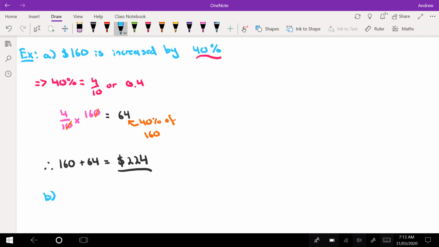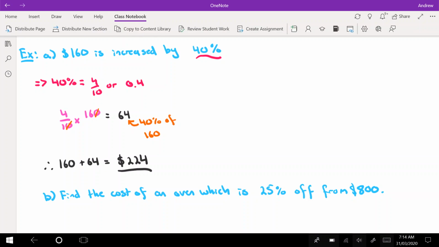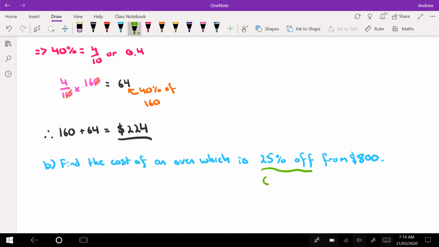The next one, find the cost of an oven which is 25% off from 800. So find the cost of an oven which is 25% off of 800. Now it doesn't say anything about increase or decrease, so we need to try and analyze the question to find that word that tells us if we're doing an increase or a decrease. So I'm going to look through and I find 25% off, and that is going to be my gimme information. 25% off, that implies a decrease.